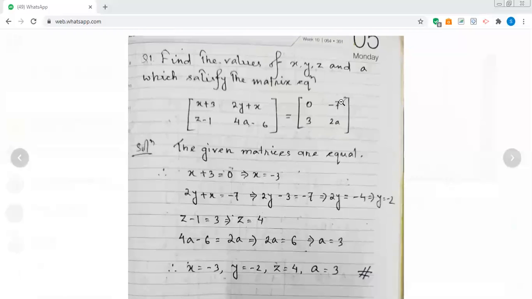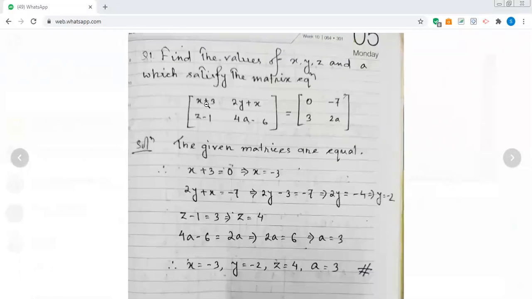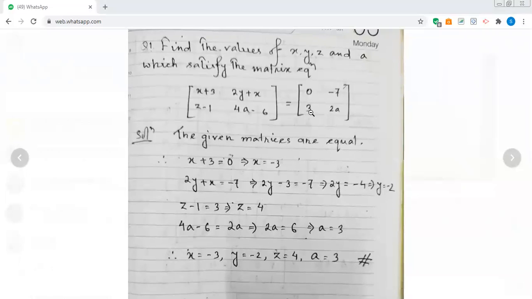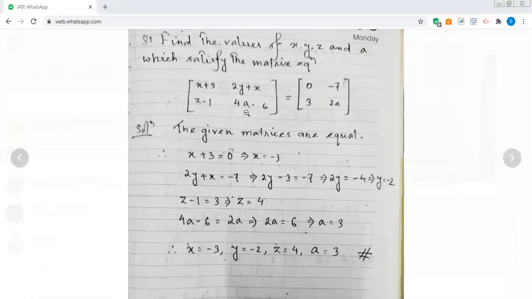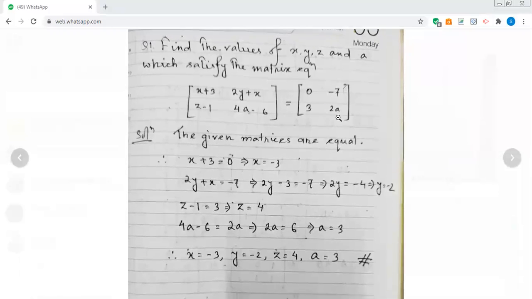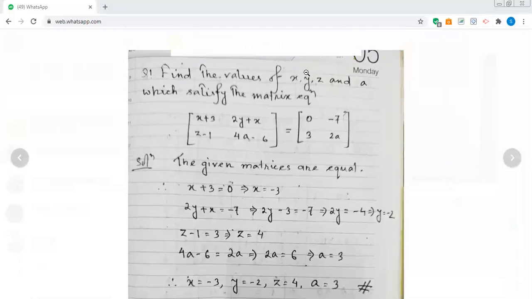You can see. The value of z equals 4. You put it over here. 4 minus 1 equals 3. That is the corresponding element. Then 4a minus 6. The value of a is 3. 4 times 3 is 12. 12 minus 6 is 6. So the value of a is 3, and 6 equals 6.